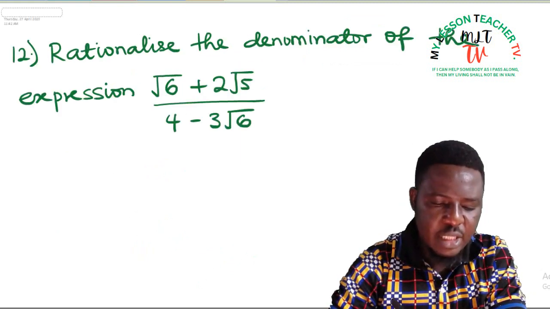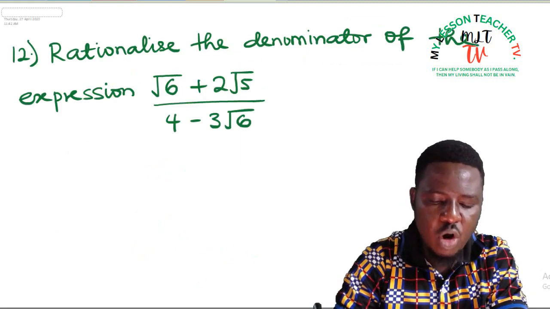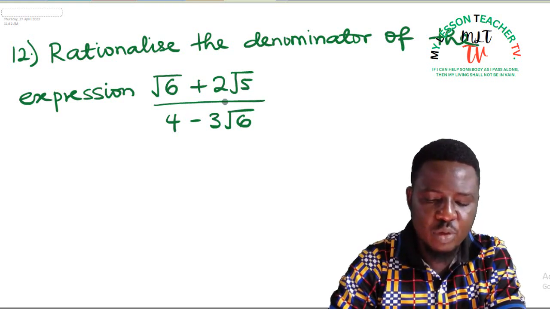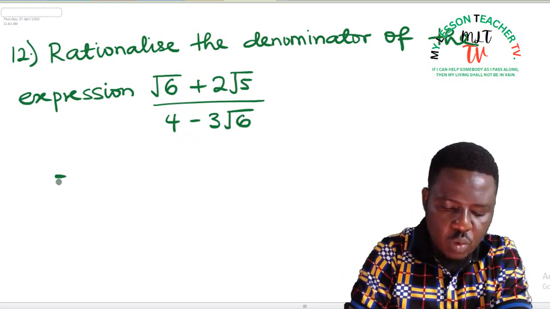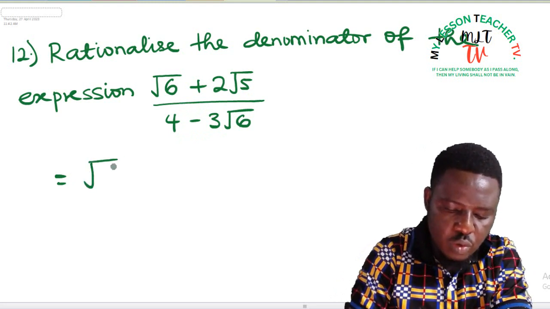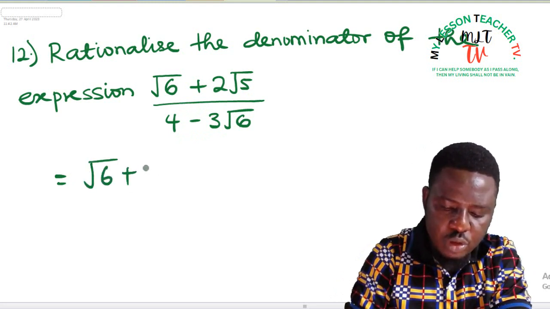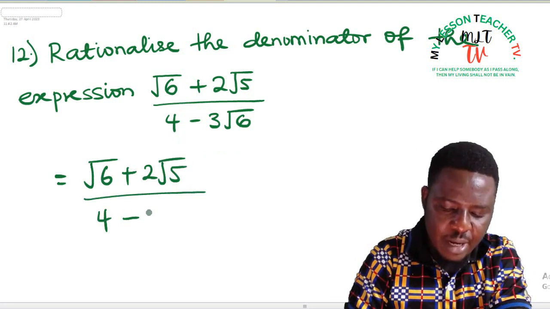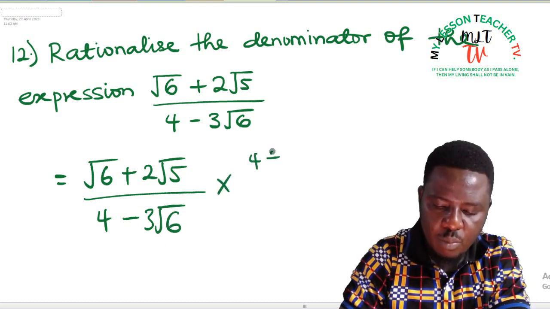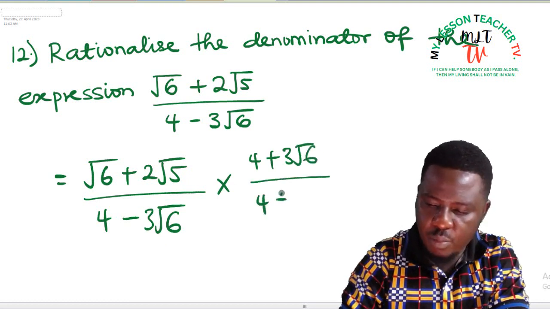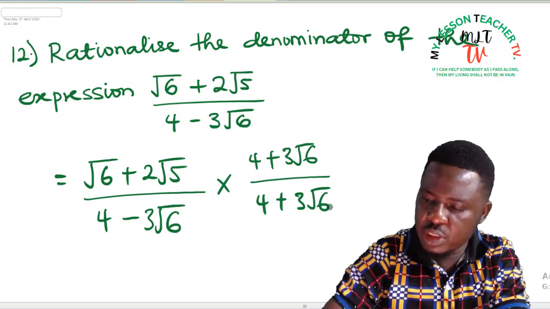Question 12 says we should rationalize the denominator of the expression root 6 plus 2 root 5 divided by 4 minus 3 root 6. This is equal to root 6 plus 2 root 5 divided by 4 minus 3 root 6 times the conjugate, which is 4 plus 3 root 6 divided by 4 plus 3 root 6.